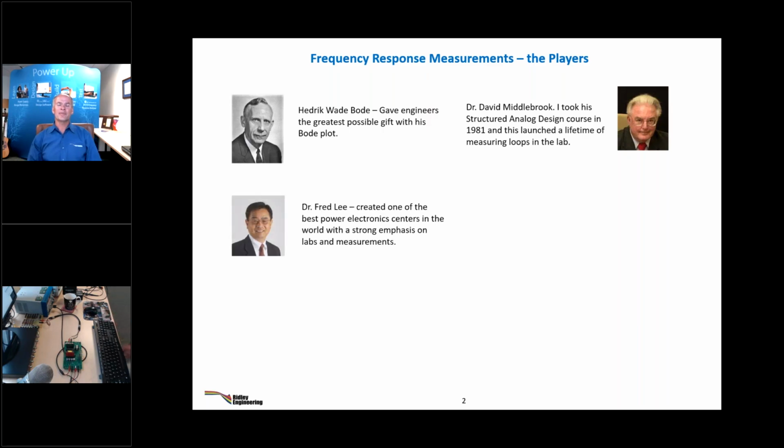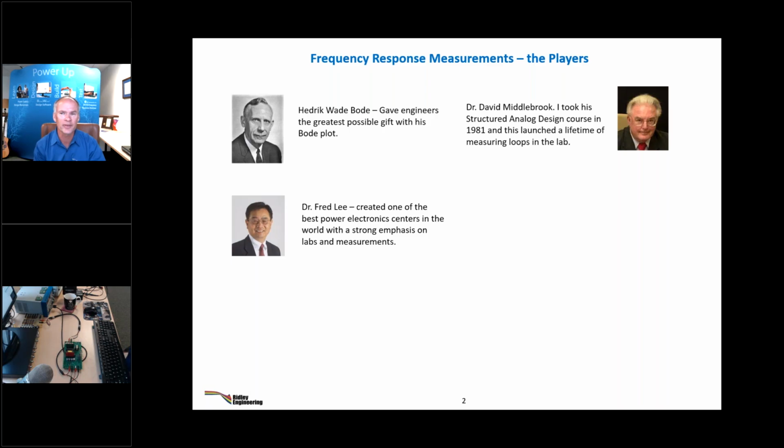Dr. Fredley, I worked for 3 years after I took the course from Dr. Middlebrook, and then it was all about designing power supplies, and then suddenly it was about designing another power supply, and I felt, well, I've done this before, so time for something new. So I went back to get my master's degree with Dr. Lee down at Virginia Tech.